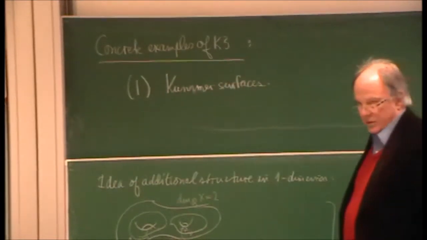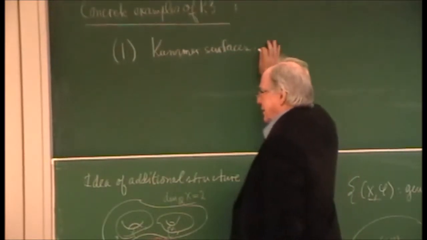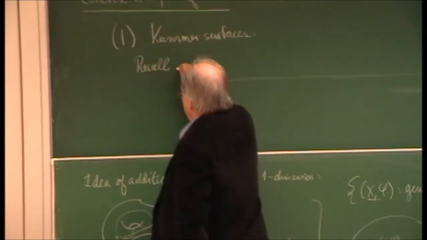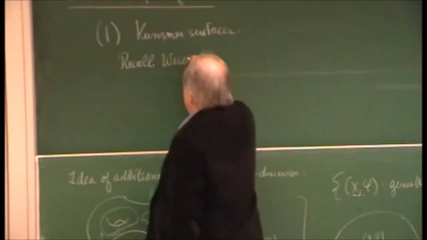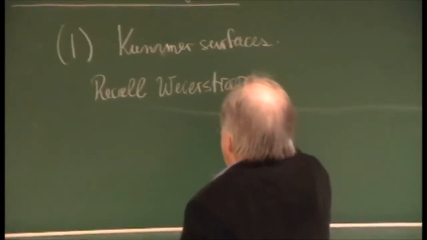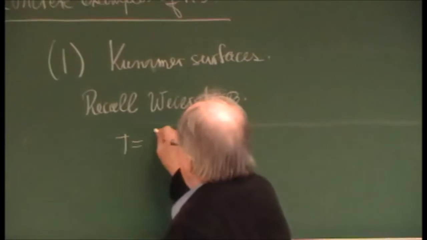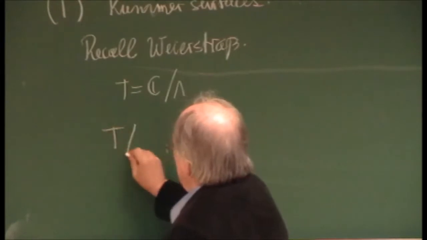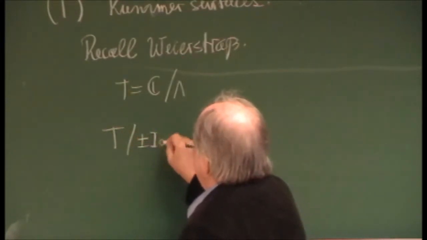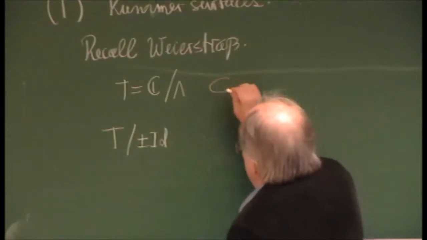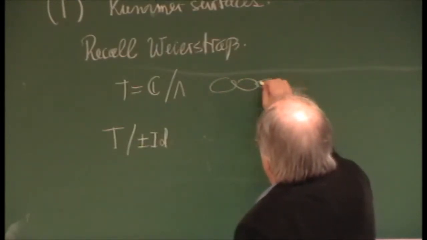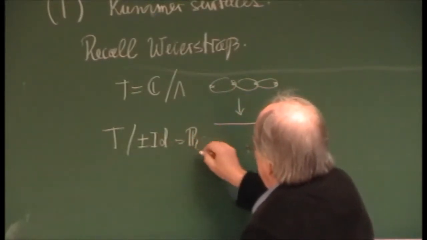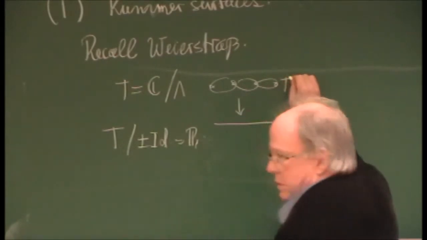But what is a Kummer surface? So let's recall, before doing a Kummer surface, Weierstrass's idea. If you have a torus of one dimension, C modulo a lattice, then you have a quotient of this torus by plus minus the identity. This realizes the torus as a 2-to-1 cover, ramified at 4 points over P1. This is P1. This is the torus.